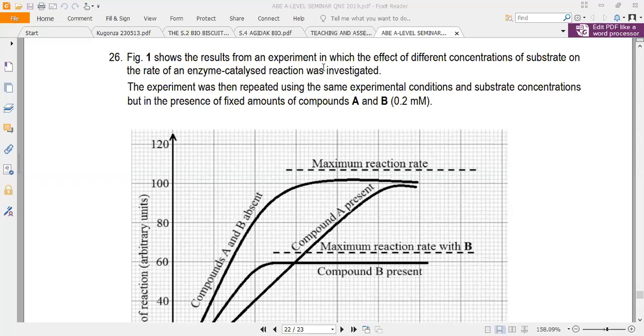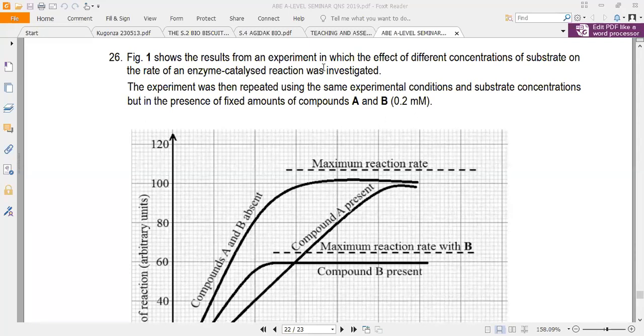So I hope now we are all on the same page, that we have different concentrations, and they want to see the effect of these concentrations on the rate of enzyme activity. Then the second statement is saying the experiment was then repeated using the same experimental conditions and substrate concentrations, but in the presence of fixed amounts of compounds A and B in the concentration of 0.2 millimolars.